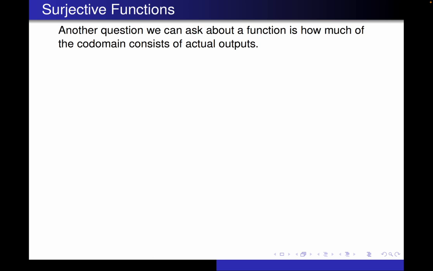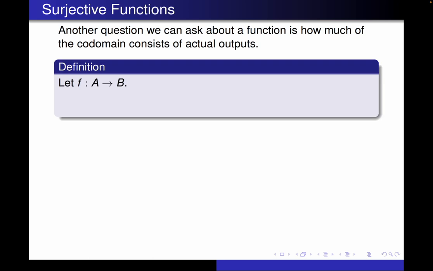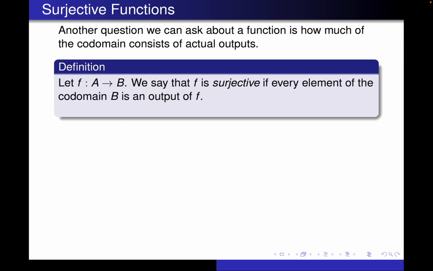So another question you might ask about functions is how much of the codomain consists of actual outputs? As we saw in the previous video, it is possible to have a codomain that has lots of elements that aren't outputs of the function. So that inspires this definition. If f is a function from domain A to codomain B, we say that f is surjective if every element of the codomain B is an output of f. Another way of saying that is that the range of f is equal to the codomain of f.